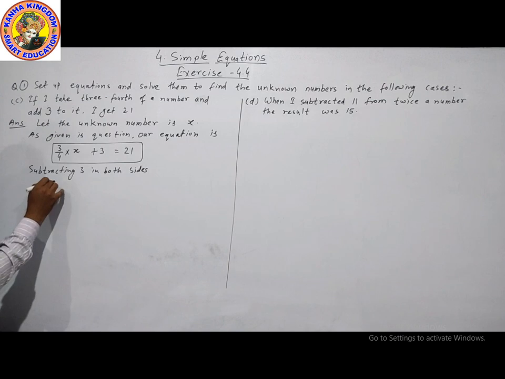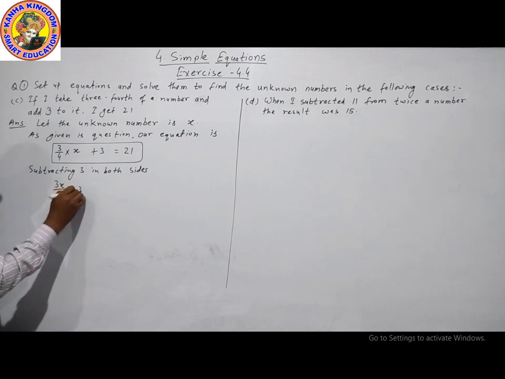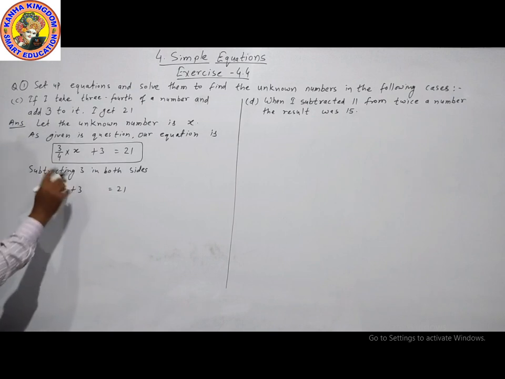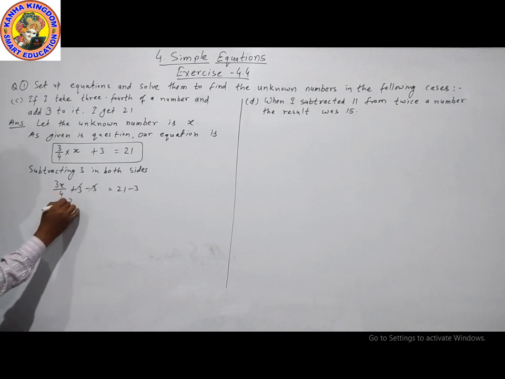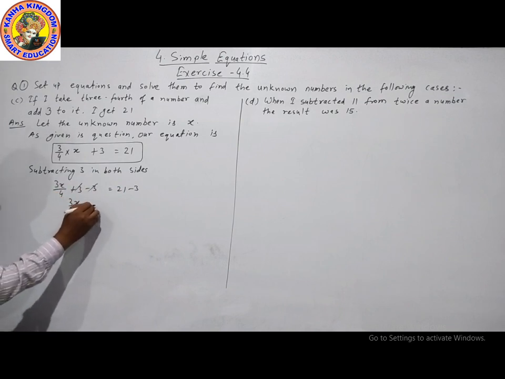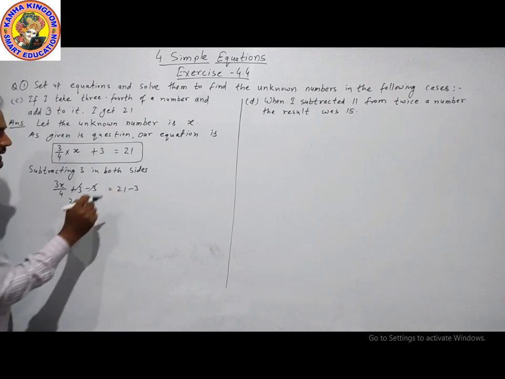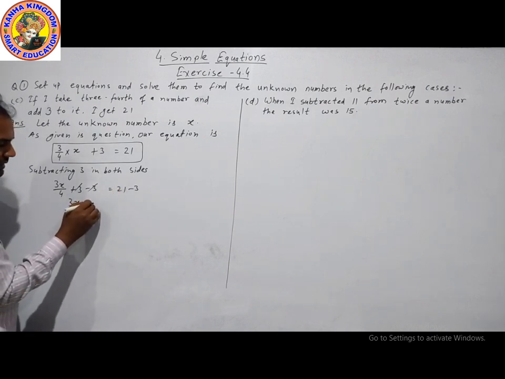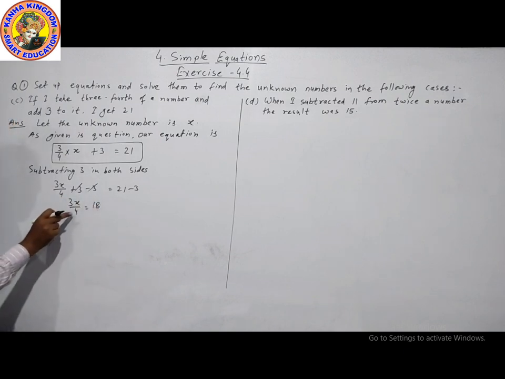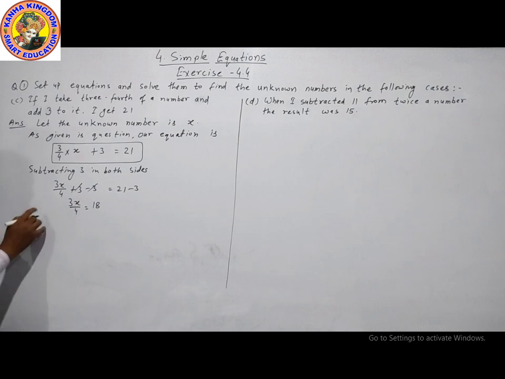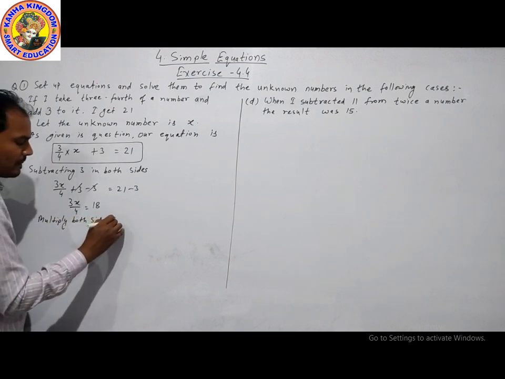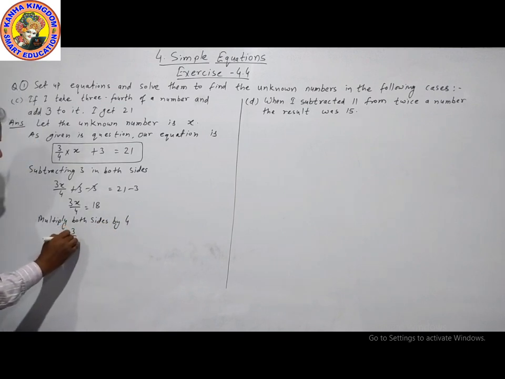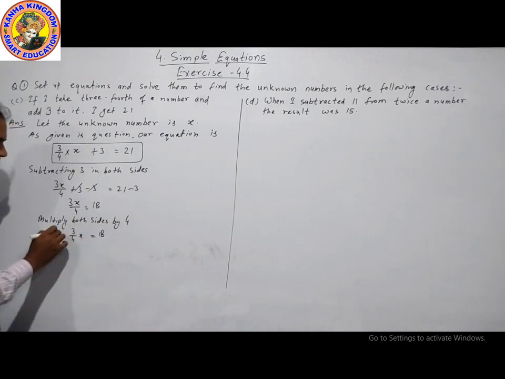3 into x, 3x divided by 4 plus 3 is equal to 21. This is our equation. Now subtracting 3: minus 3 and minus 3. The equation is 3x upon 4 is equal to 21 minus 3, so this is 18. Now here is divided by 4, so we will multiply both sides by 4. 3x by 4 is equal to 18. This is our equation.